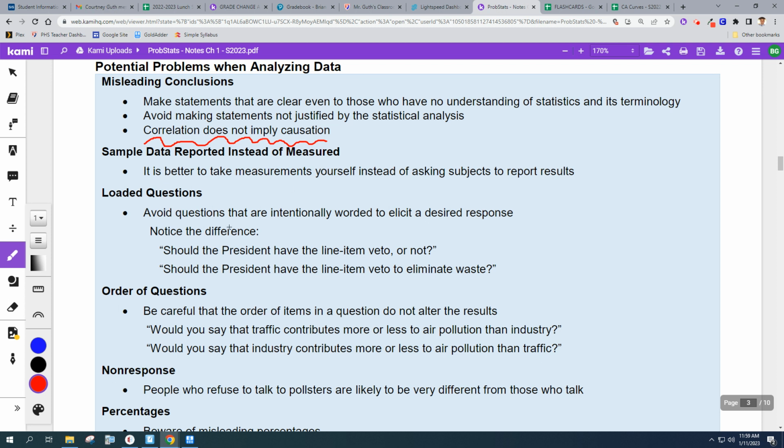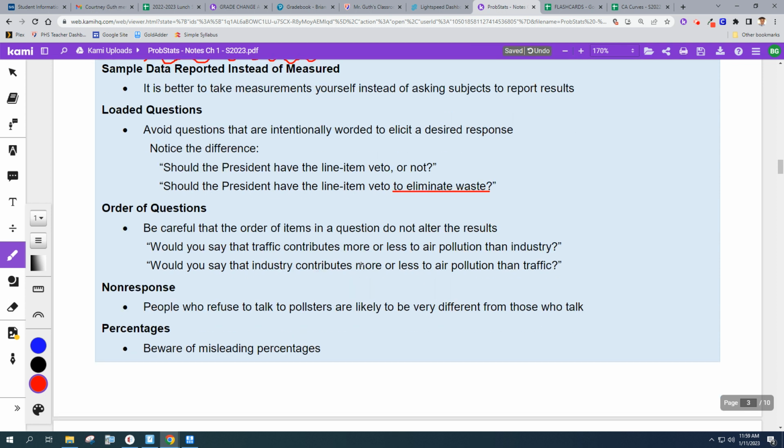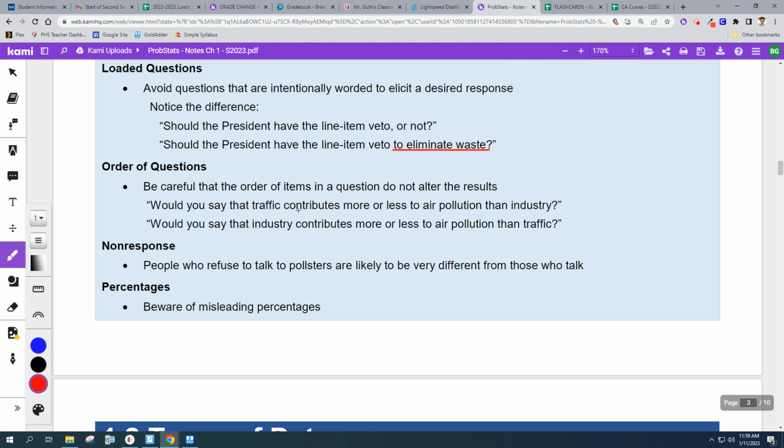Loaded questions. Avoid questions that are intentionally worded to elicit a desired response. This happens all the time. You might have very similar questions with completely different results. Someone sees this second question and they're probably more likely to answer yes. Be careful of the order. Sometimes you can rearrange the order of items in a question, and that can completely change your results.